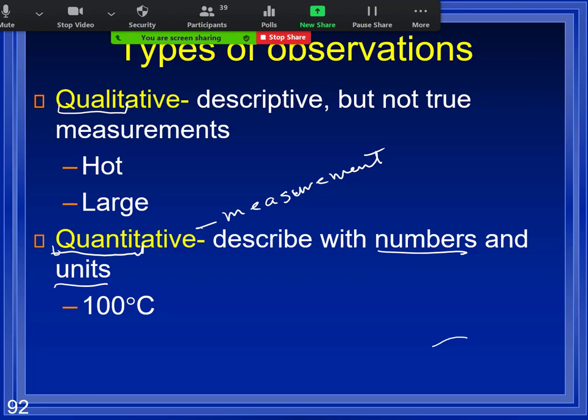100 degrees Celsius. Quantitative. A number, 100, a unit, degrees Celsius. 15 meters. A number, 15, a unit, meters. Those are measurements.